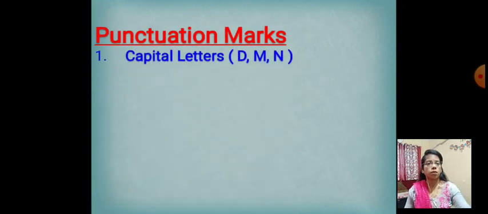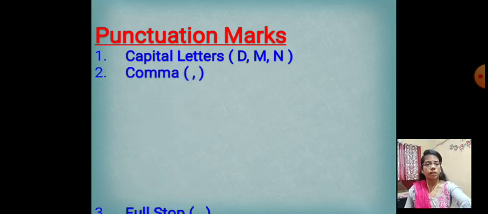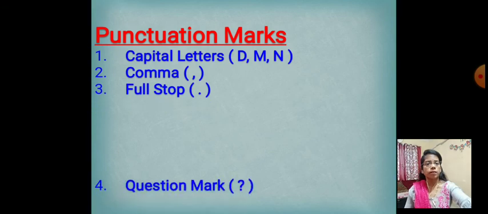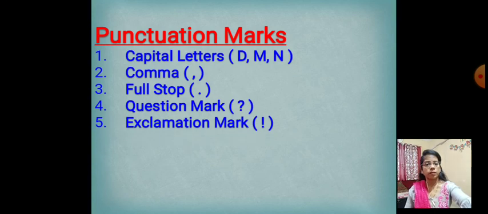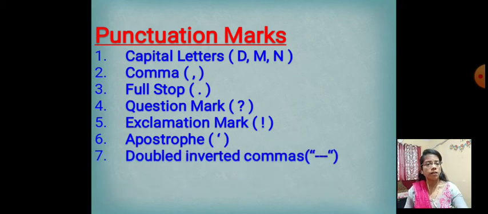Punctuation marks. First one, capital letters; second, comma; third, full stop; fourth, question mark; fifth, exclamation mark; sixth, apostrophe; seventh, double inverted commas. These are all important punctuation marks. While we are writing a sentence, we must remember what punctuation we have to use there. Let's see.